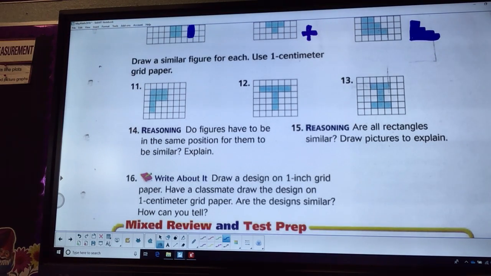Number 16, write about it. Draw a design on 1-inch grid paper. Have a classmate draw the design on 1-inch grid paper. Are the designs similar? How can you tell? Well, obviously we're not in class right now, so that's not something that we can actually do. So we're going to skip over that part. And we're going to go ahead and take a look at your homework.